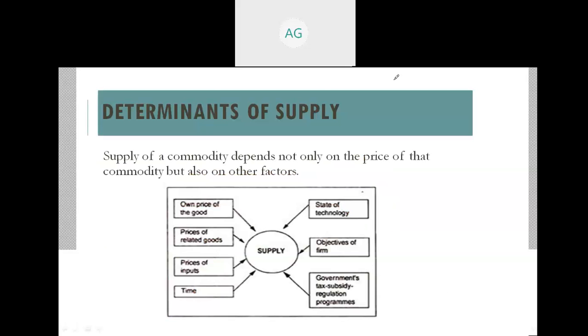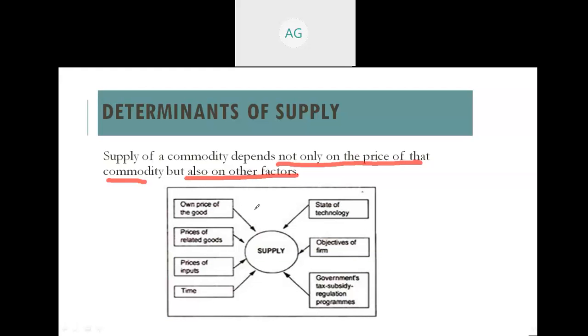Now comes the determinants of supply. Supply of a commodity depends not only on the price of that commodity, but also on other factors. The other factors we already discussed in the previous slide, the 7 factors on which the supply of the commodity depends. This is the pictorial representation of that mathematical expression, and it is called the determinants of supply.